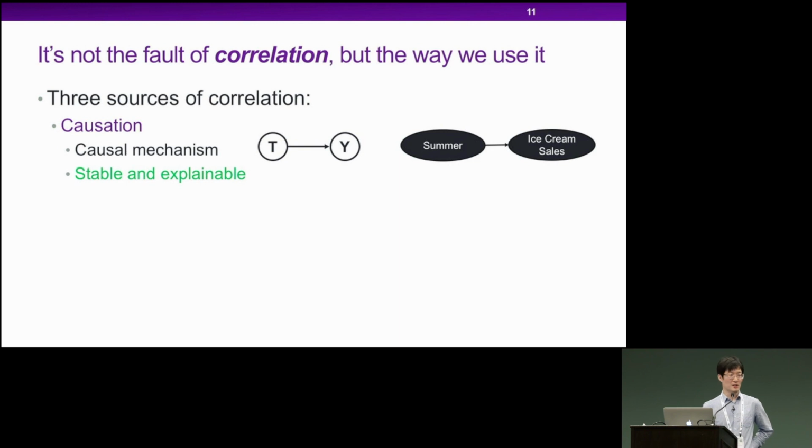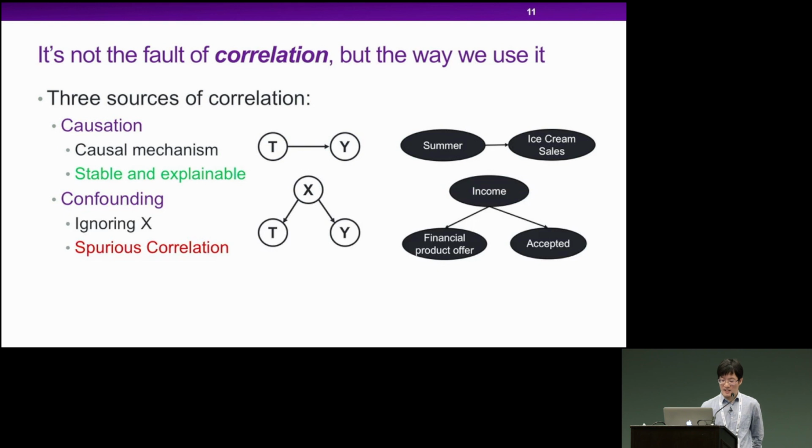Actually, we shouldn't, because it's not the fault of correlation. It's the way we use it. We say that there are actually three sources of correlation in our data. One is just causation. Here you see that T causes Y. An example is that summer causes ice cream sales to increase, right? So this kind of correlation is under a causal mechanism, and this kind of causation is actually stable and also explainable for us, right?